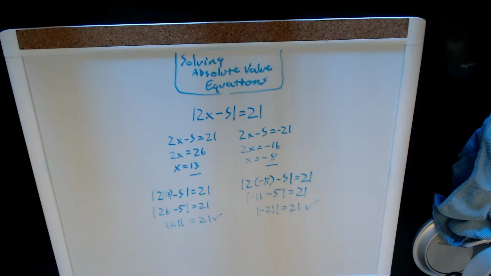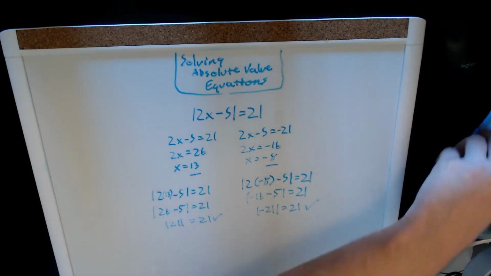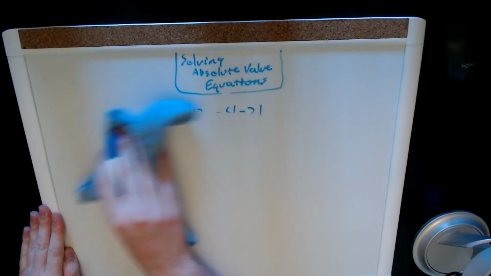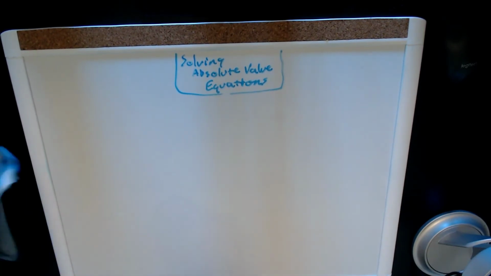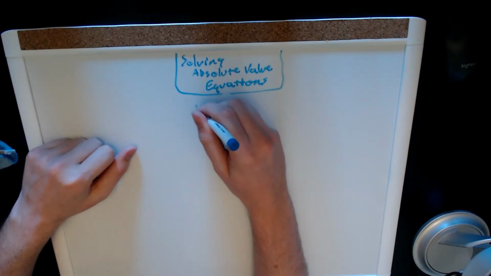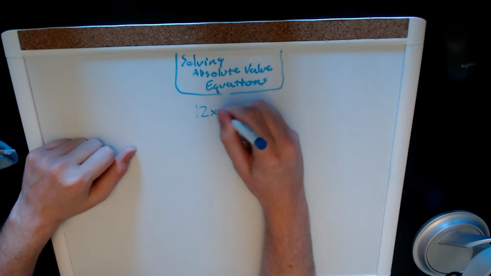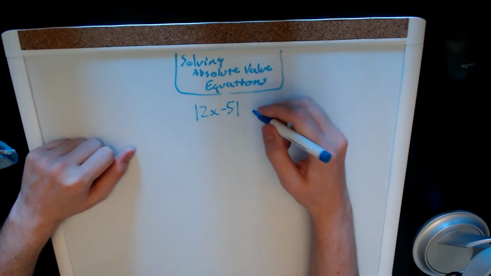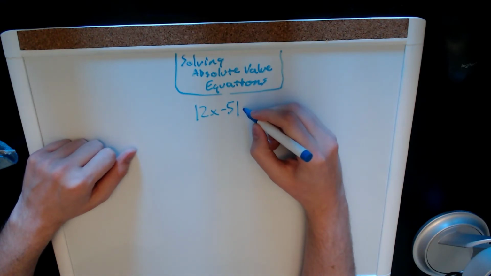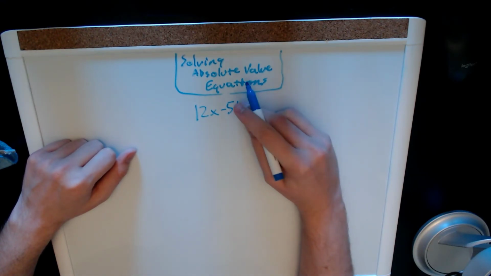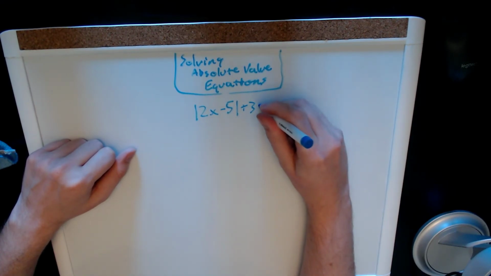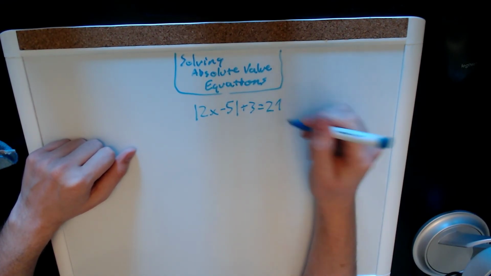So that is how to solve absolute value equations. However, let's add one more degree of complexity on top of it. Let's say you had the absolute value of 2x minus 5, plus 3, equals 24.